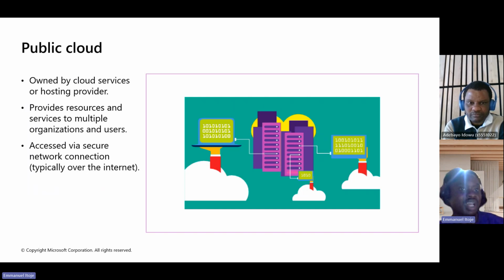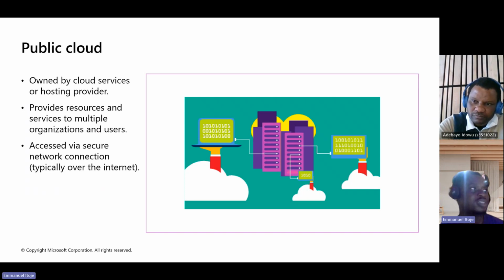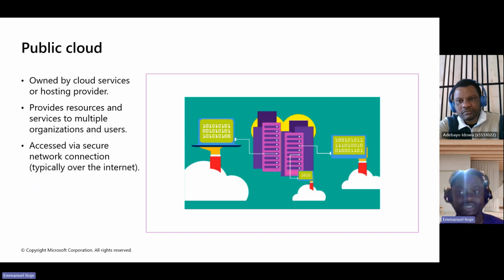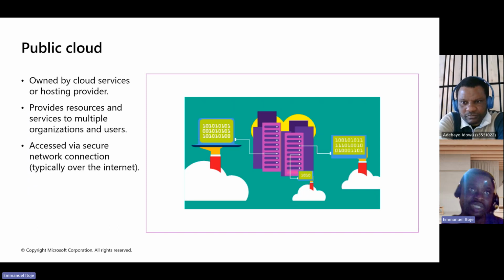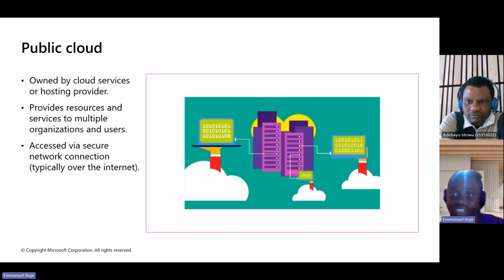Then moving to the public cloud. This is a cloud service that is owned by a cloud service or hosting provider, for example Microsoft, Amazon, right? And they provide resources and services to multiple organizations and users. As a person, you can go to Microsoft and say, I need access to your data and AI capability in the cloud, and Microsoft will give you access to it because it's a public cloud. If you're an organization, you can meet Microsoft and say, I need access to some of these things, and they will provide them for you to use, right? That is why it's called public.